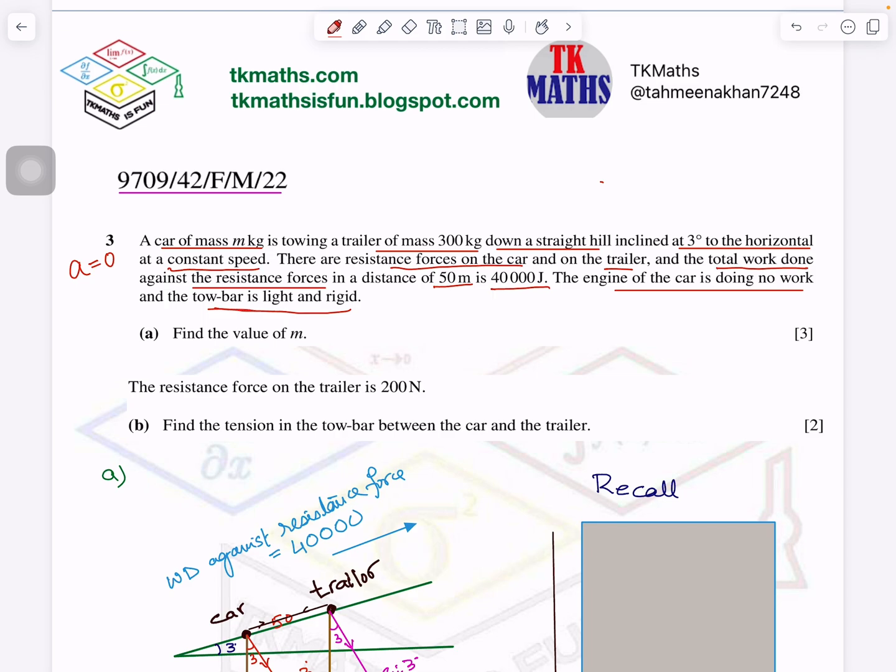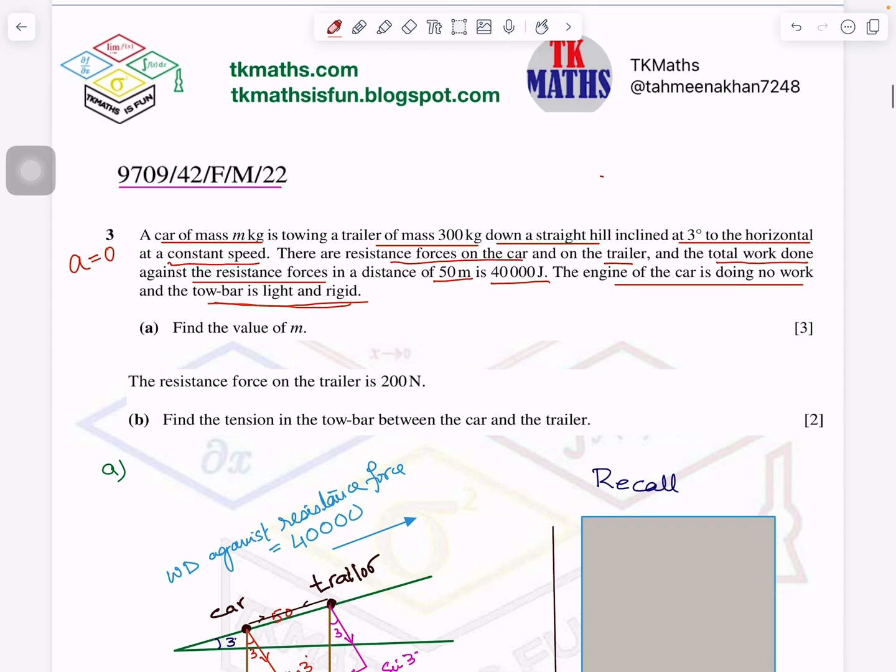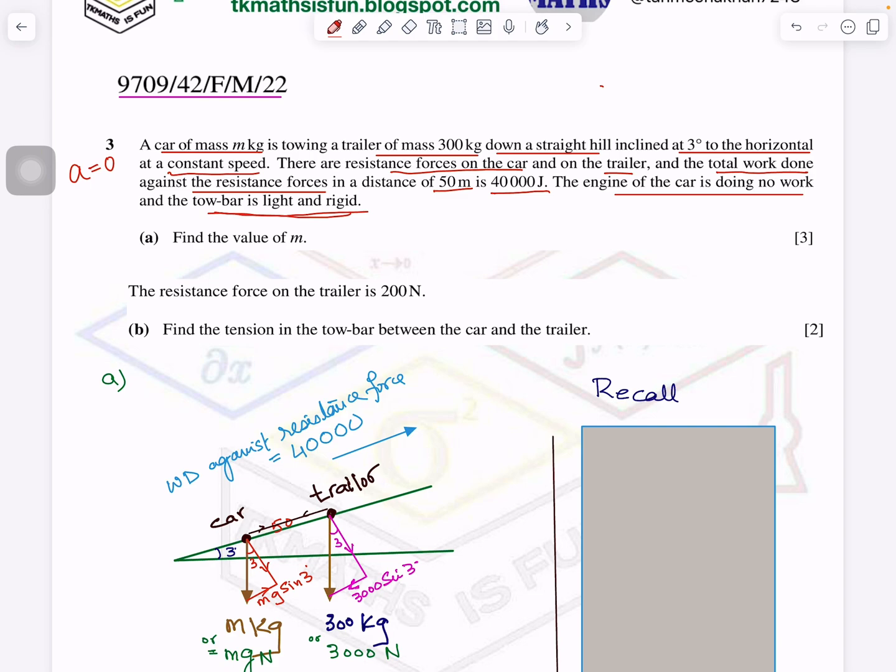By the way, this point, light and rigid, sometimes it is asked what is the assumption taken here in the question. So these are the assumptions, because we are making a mathematical model. So you have to focus on these. In case of a pulley, we say the string is inextensible, the pulley is smooth, right? Things like that. So coming back to the question, find the value of mass of the car.